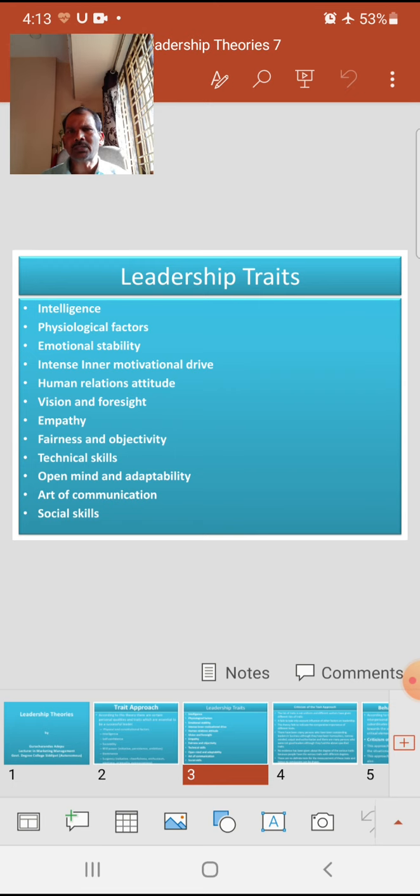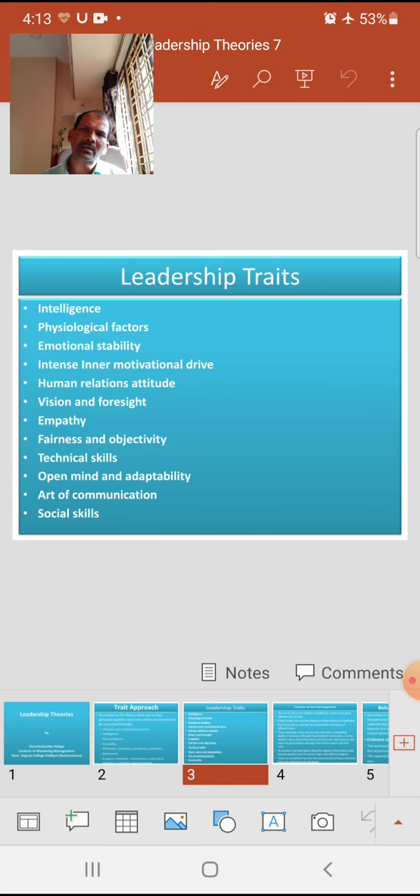And another trait is fairness and objectivity. A good leader must show fairness and objectivity in his dealings with his subordinates. He should not be biased, and he should not allow himself to become emotionally involved to such an extent that it becomes difficult to make an objective diagnosis and implement the required actions.